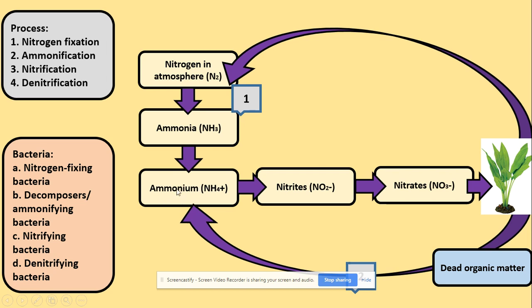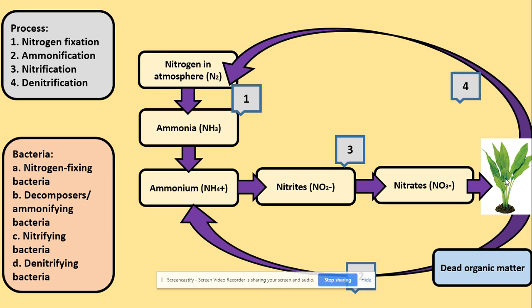So let's focus on the ammonium now. Ammonium will be further converted into nitrites and nitrates. This process is called nitrification. And nitrates, this is the form that will be taken by plants and could be assimilated to produce, for example, proteins or nucleic acids. Finally, the last process is called denitrification. It will be the process of turning back to the nitrogen gas.